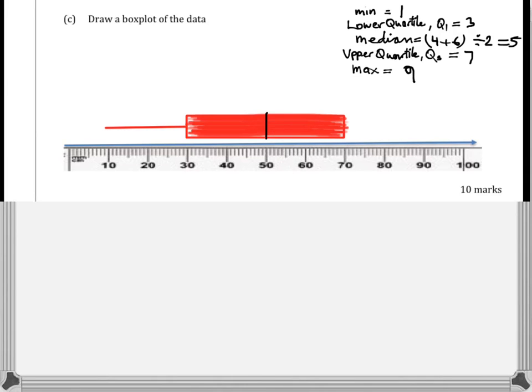And then we put a line in the middle, that is our median of 5 right there. And then we put a whisker from the lower quartile down to the minimum, a minimum of 1. So that comes down to 1.0. And then we put another whisker from the upper quartile all the way up to the maximum, 9. And there's your box plot. Okay, easy, yeah? Alright.